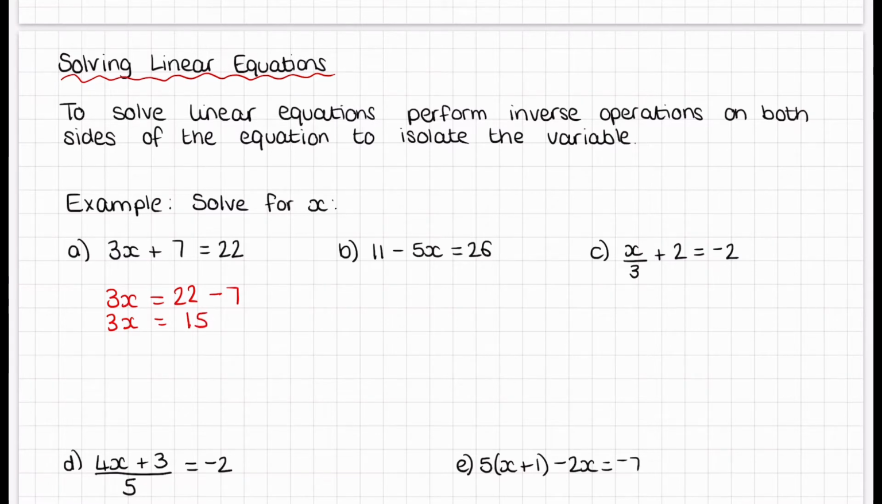Now we've got 3x equals 15. We've got 3 times x. We don't want 3 times x. We want to get rid of that. So to get rid of that, we have to divide by 3. So x will equal 5.